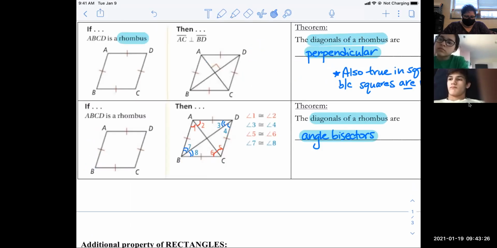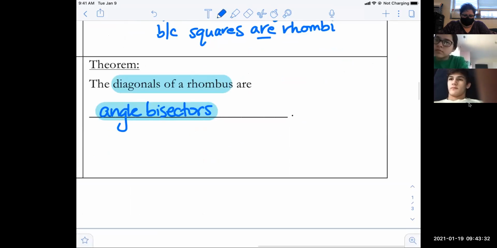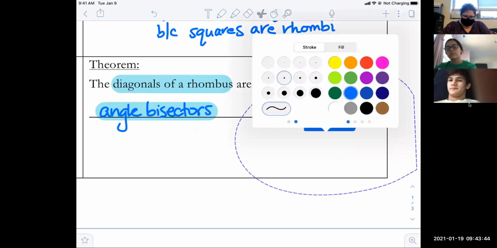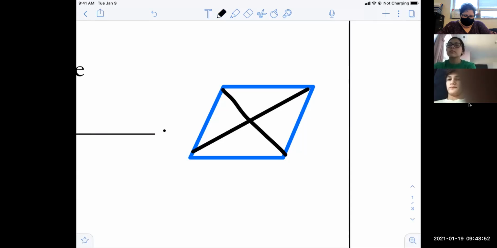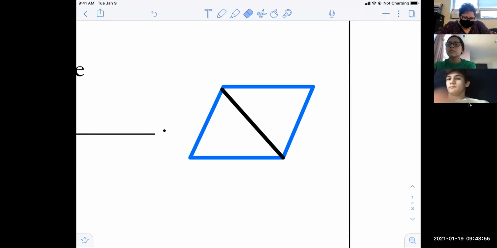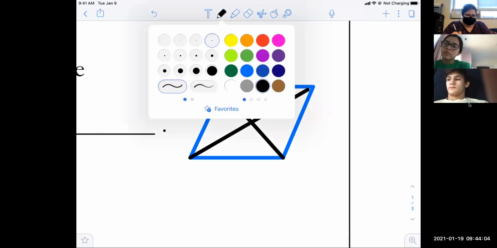So if I have a rhombus, let me just draw a rhombus over here, like that. So if I go ahead and draw in the diagonals here, not my finest work. Tell me things that I could mark if I told you that this is a rhombus. Tell me things that you know.